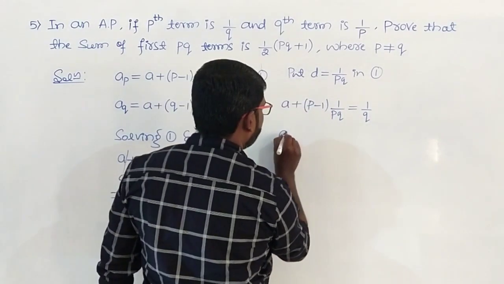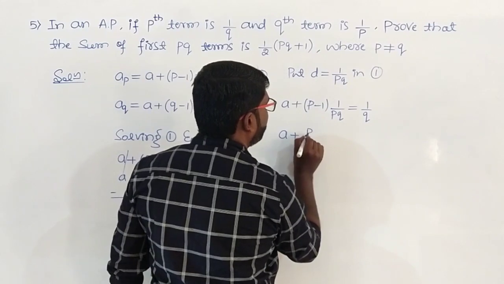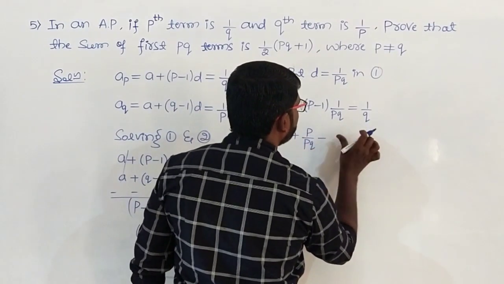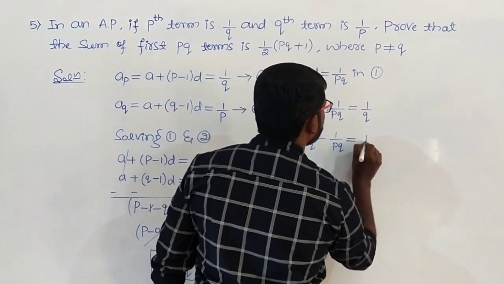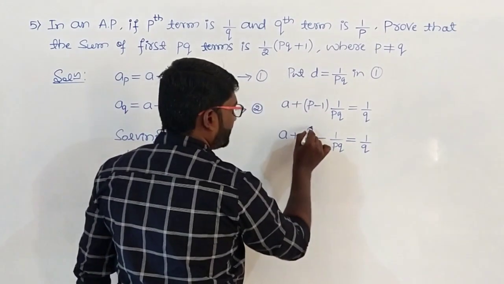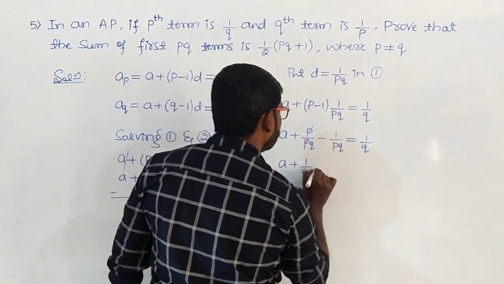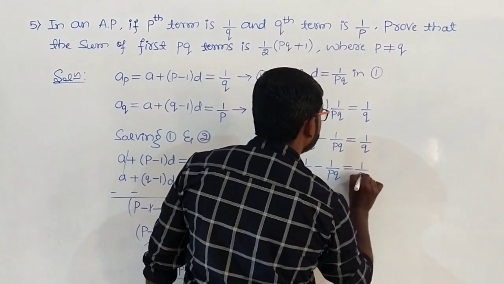So now A plus, multiply this 1 by PQ inside, we get P divided by PQ, then minus 1 divided by PQ, which is equals to 1 by Q. So now P and P get cancelled, we get A plus 1 by Q, then minus 1 by PQ which is equals to 1 by Q.